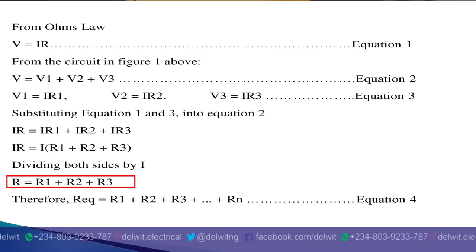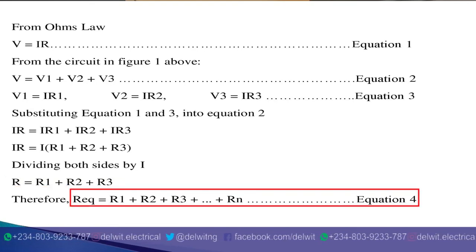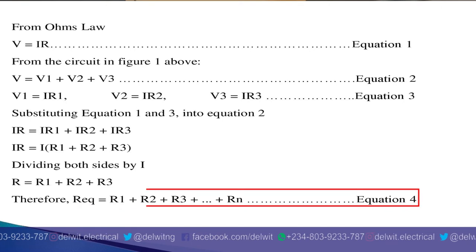That means for equivalent resistance in a series circuit, we have R equivalent is equal to R1 plus R2 plus R3 plus, to infinity, Rn. So the summation of all R's in a series connected circuit will give you your equivalent resistance.